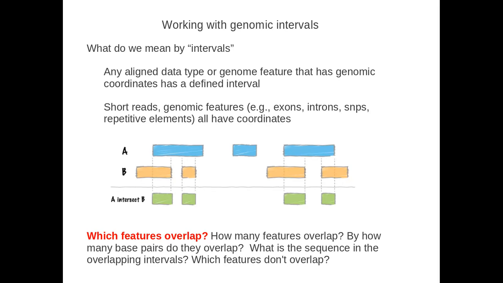So some common questions here. Here is which features overlap. If we have 2 sets of intervals, so imagine perhaps 2 separate files, one in blue, one in orange here. Imagine that this is a set of genes and this is a set of repetitive elements, and maybe our question is how do repetitive elements overlap genes, for example.